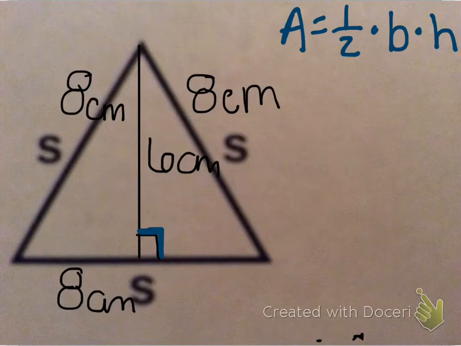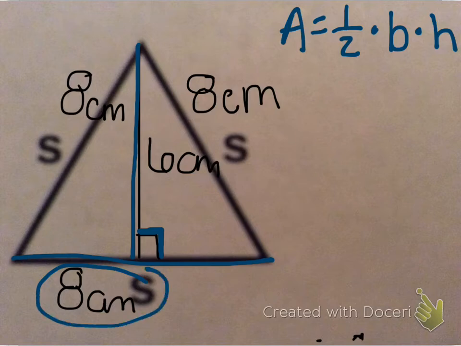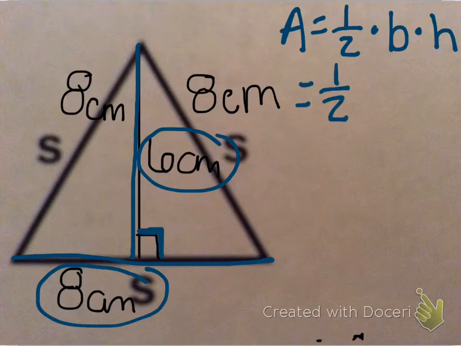The little square tells us that the angle where these two lines meet, this line here and this line here, is 90 degrees, a right angle. So that means that down here this must be our base and this must be our height. So we're going to use those two numbers in our formula. We're going to keep our 1/2 just as it is, and then we're going to use our base, which is 8, and then we're going to use our height, which is 6.